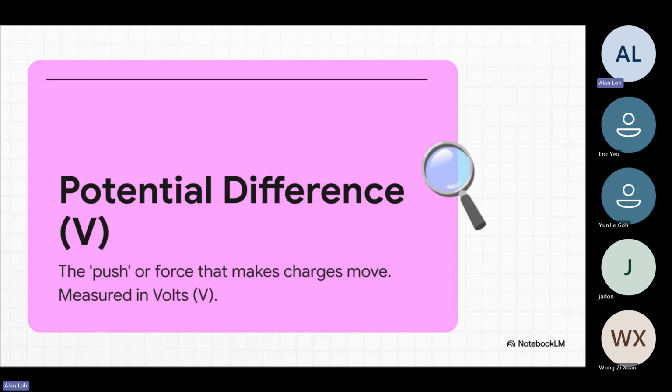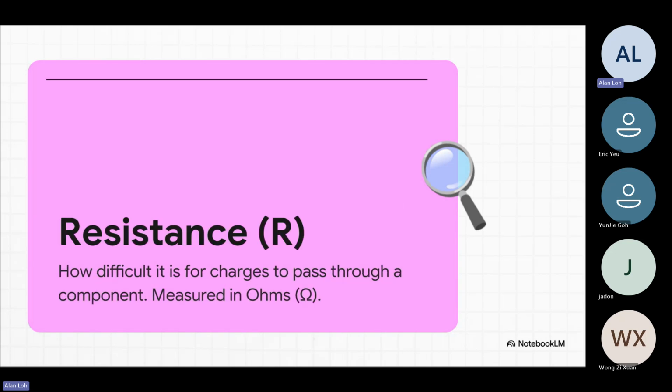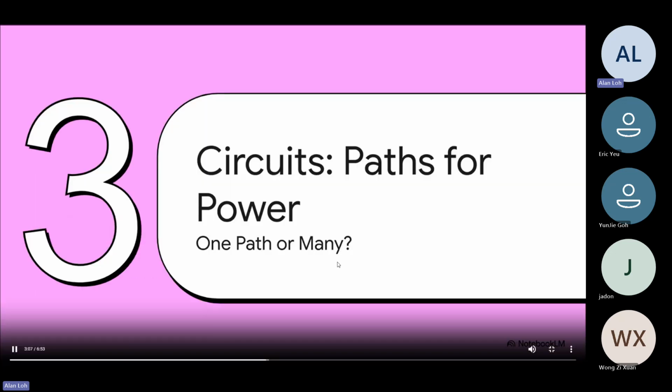But what's making the charges move in the first place? They need a push, right? That push is called potential difference, or what most of us just call voltage. In our rope model, the voltage is the person who's actually pulling the rope, giving it the energy to get going. And finally, there's always something trying to slow things down. That's resistance. It's basically a measure of how hard it is for the current to get through something. Back to our rope analogy, resistance is like someone else grabbing onto the rope, creating friction and making it harder to pull. Okay, so we've got the push.